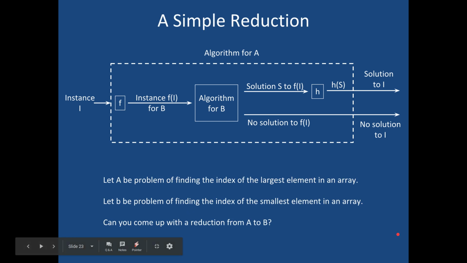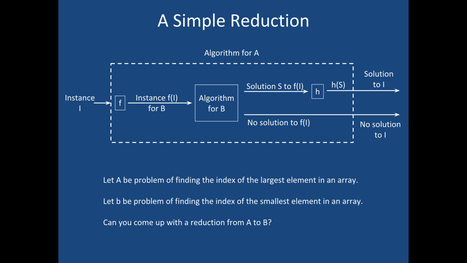And before I get to, we didn't look at this last time, so I've added this slide in. Let's define a really simple reduction. Let A be the problem of finding the largest index in an array, the index of the largest element in an array. So you get an array and you find the index where the largest element resides. That's easy to solve. Let B be the problem of finding the index of the smallest element in an array. Can you reduce A to B?